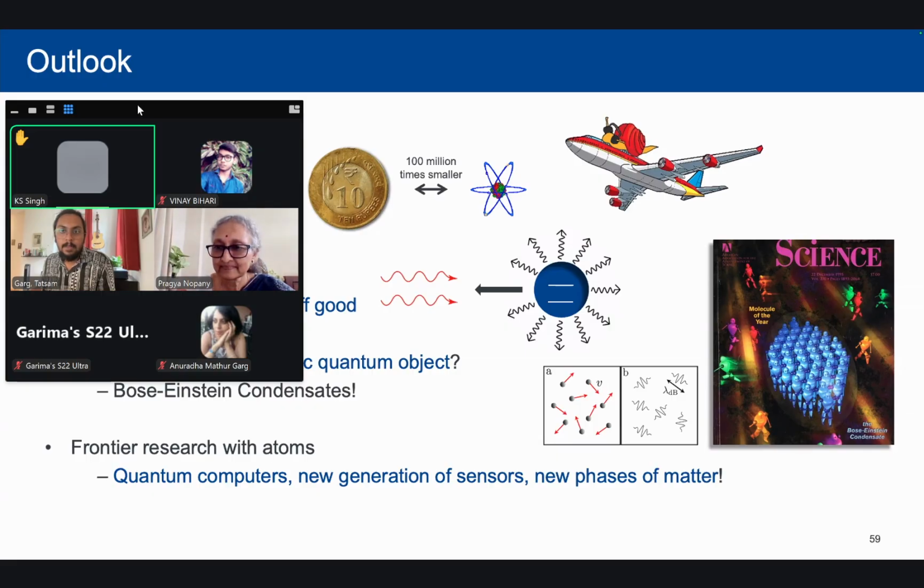What I wanted to know is, is there any limitation of laser cooling? Why can't we achieve 0 degree Kelvin with laser cooling?